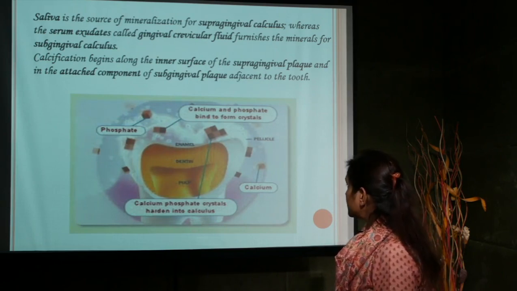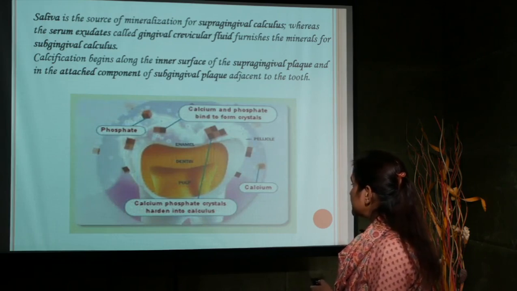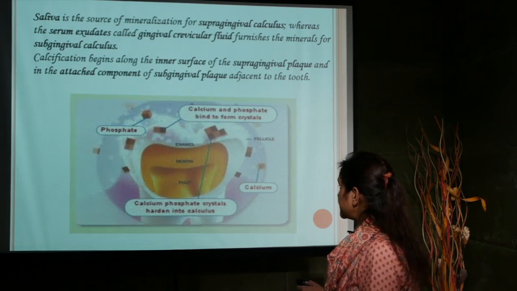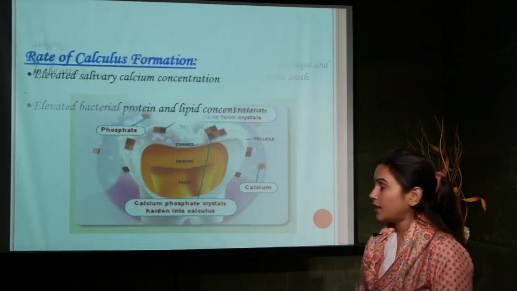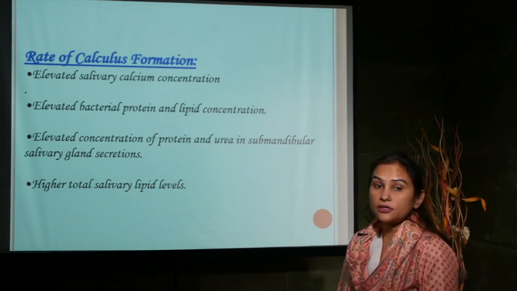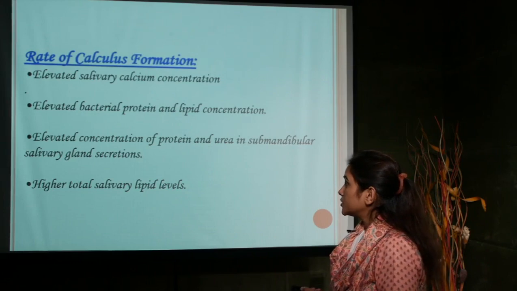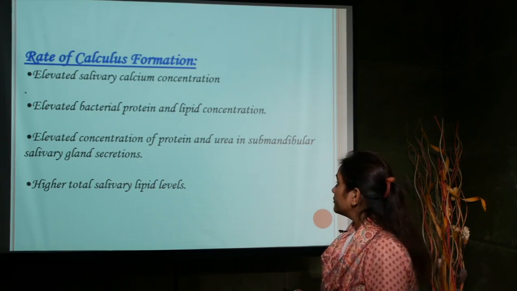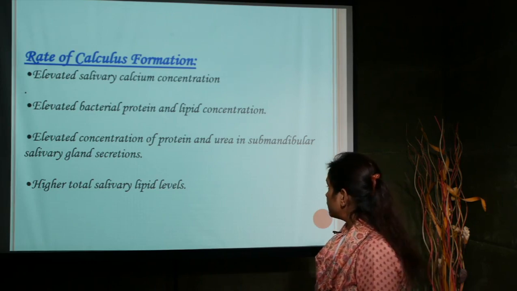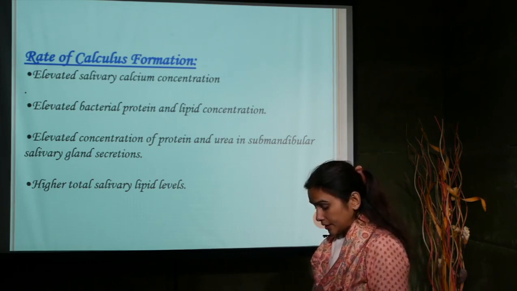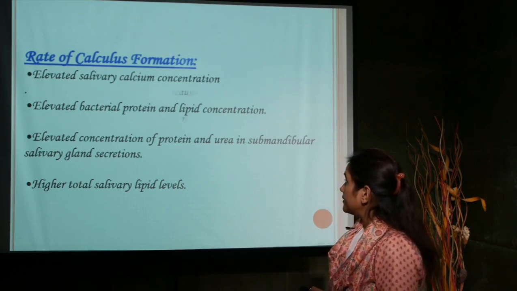Basically, calcium and phosphate will bind to form crystals. First pellicle formation occurs, then plaque maturation, then the calcium and phosphate bind to form crystals, and that will lead to mineralization and hardening of the calculus. The rate of calculus formation is elevated with increased salivary calcium concentration, elevated bacterial protein and lipid concentration, elevated concentration of protein and urea in submandibular and salivary gland secretions, and higher total salivary lipid levels.